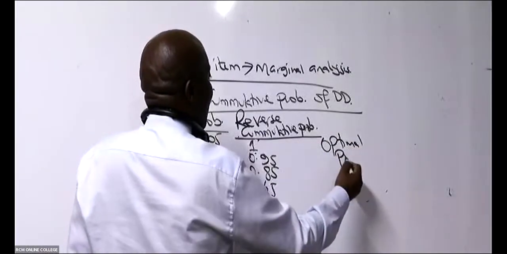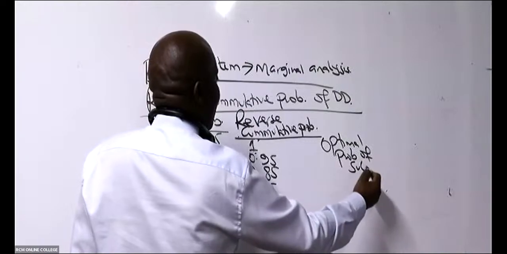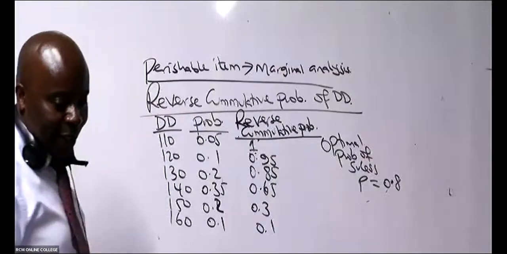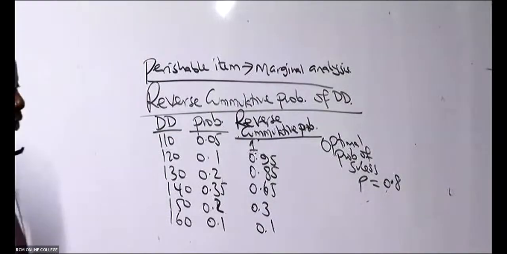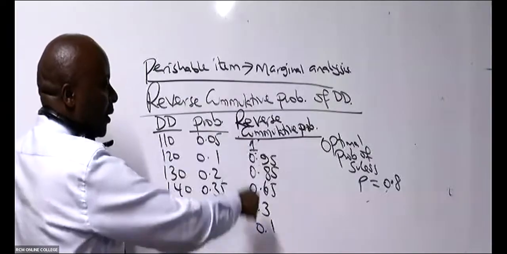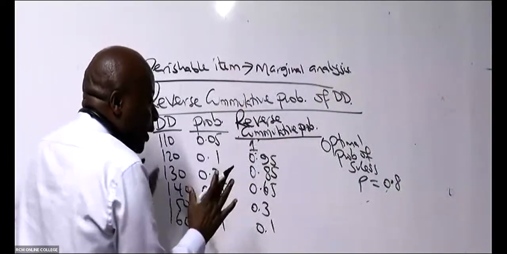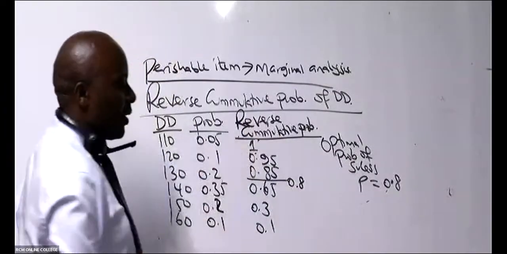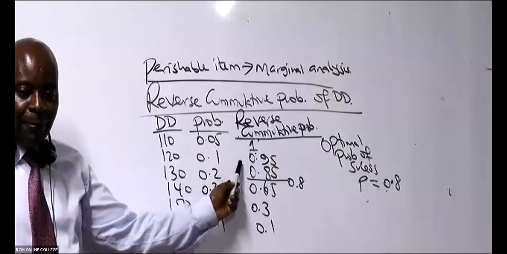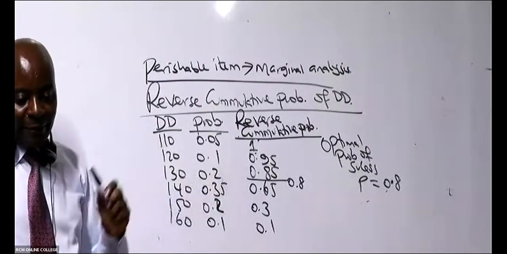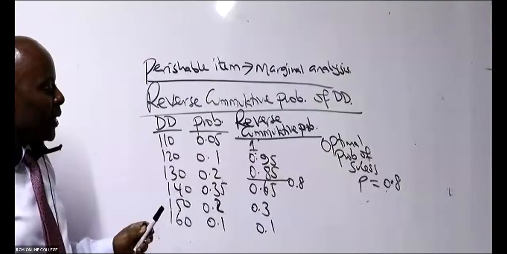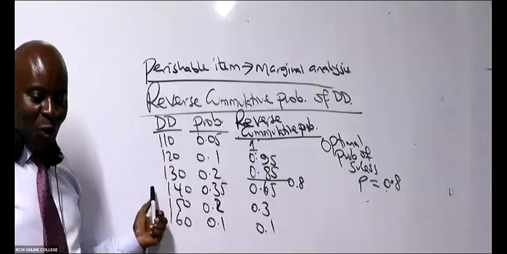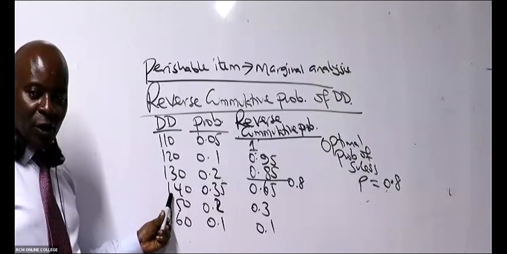Optimal probability of success. Our P was 0.8. So please locate 0.8 here in this cumulative. My 0.8 is in between 0.65 and 0.85. So it means I have to stock between 130 and 140 newspapers.